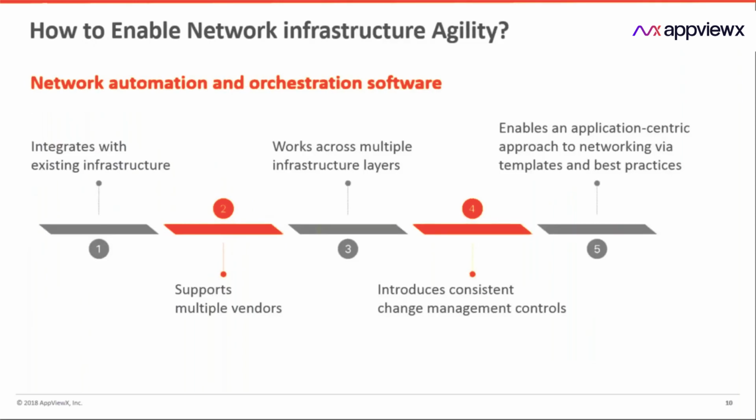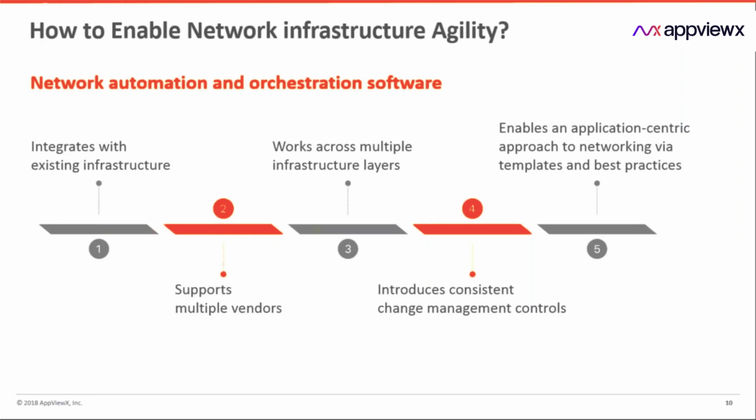How do you enable network infrastructure agility, right? We know traditional processes have a lot of issues, and one thing is for sure, that we really have to be agile, right? In any walk of life, not just networks, but in any walk of life, it is important to be agile. And from a network point of view, where does network automation orchestration fit into the whole thing?